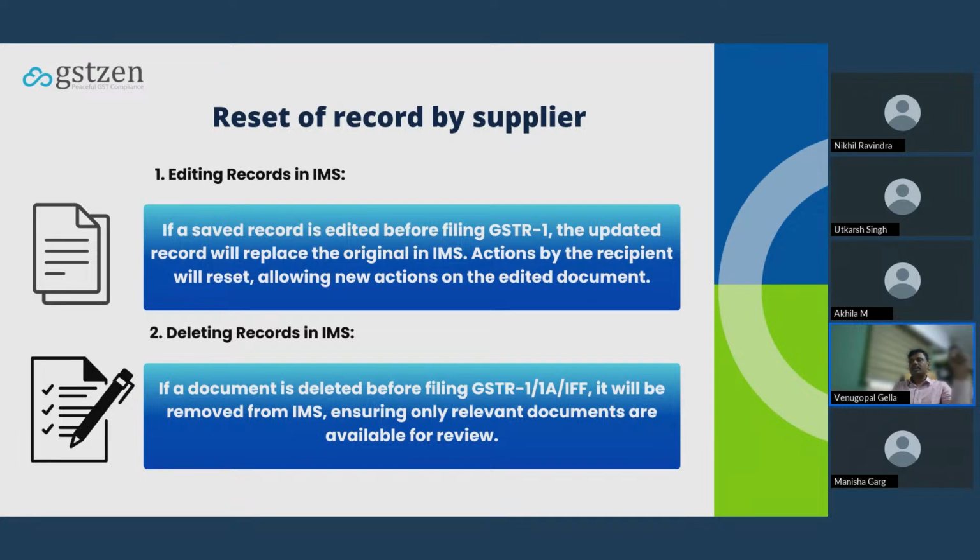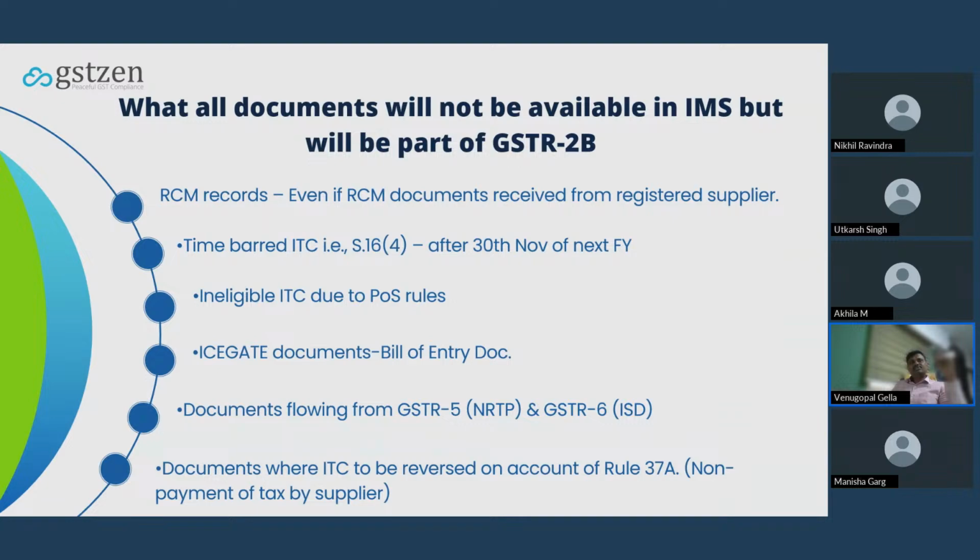Deleting a record: if a document is deleted before filing of R1, it will go even from the IMS dashboard. So IMS is a real-time mirror replica of GSTR1. So I have entered it in GSTR1. It is visible in the recipient's IMS and the 2A. If I delete it from my R1, it gets deleted from the 2A and the IMS also. That is why you should always get the latest.